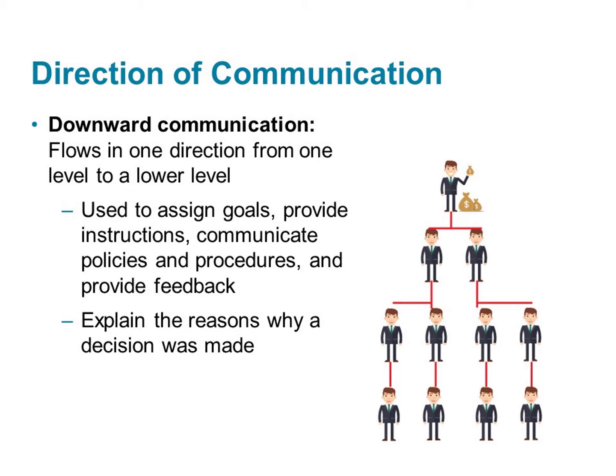The obvious problem with this kind of communication is its one-way nature. Upper levels inform lower levels, but they rarely ask for the lower levels' advice or opinions. When we engage in downward communication, it's important to explain to people why a decision was made. When our followers understand why we chose the option we chose, it's easier for them to understand and accept that decision.